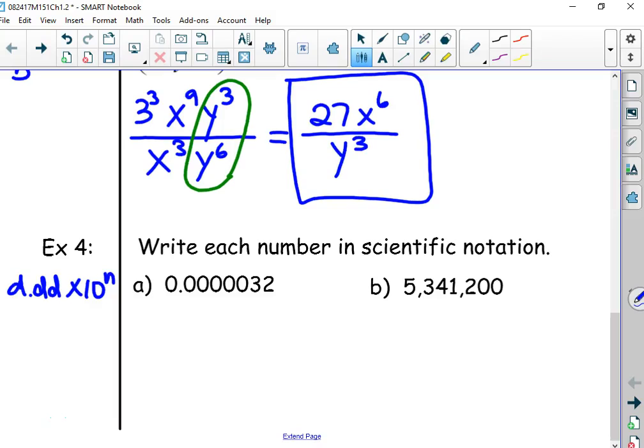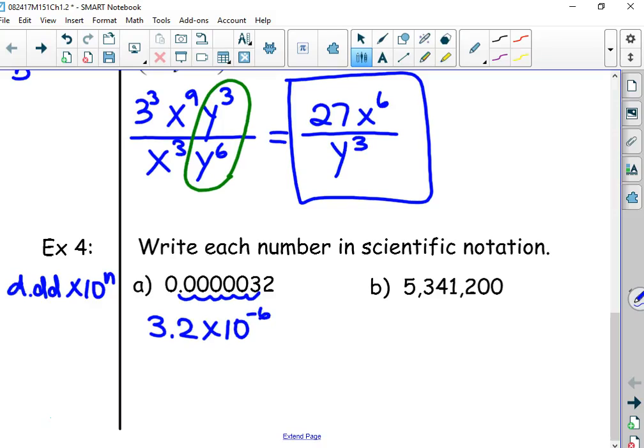And in part A, we're moving our decimal right. So we're going to make a little tiny number look a lot bigger. So I have to move it right 6 places in order to get one digit to the left of my decimal point. So this can be rewritten as 3.2 times 10 to the negative 6.